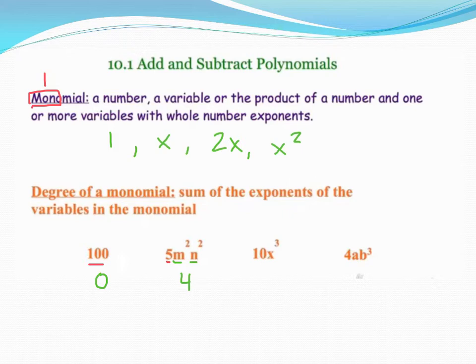Next one we have 10x to the 3rd power. We just have x here with a power of 3, so this would be a 3rd-degree monomial. Then the last one we have 4ab to the 3rd. We have a and b as two variables. The b has a 3. Now what's the exponent on the a? We have a written by itself, so that exponent would be 1. If I add those together, this would be 4. So this would also be a 4th-degree monomial. Notice that the second and the fourth one have the same degree, but we have different letters and different powers. We can have the same degree for different monomials.